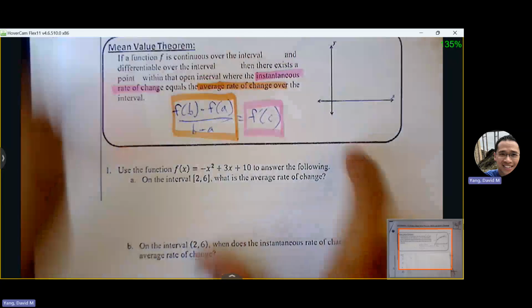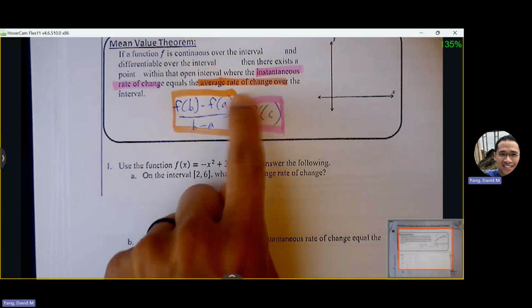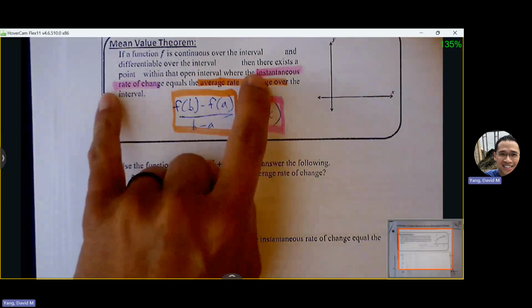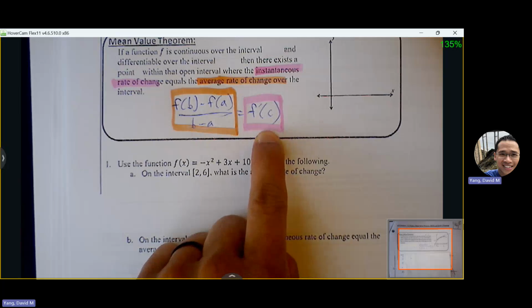I'm going to use color to indicate that distinction there. Okay, so when it says average rate of change, that's slope between the endpoints. Instantaneous rate of change, that's asking about derivative. That's finding the exact slope at a moment in time.